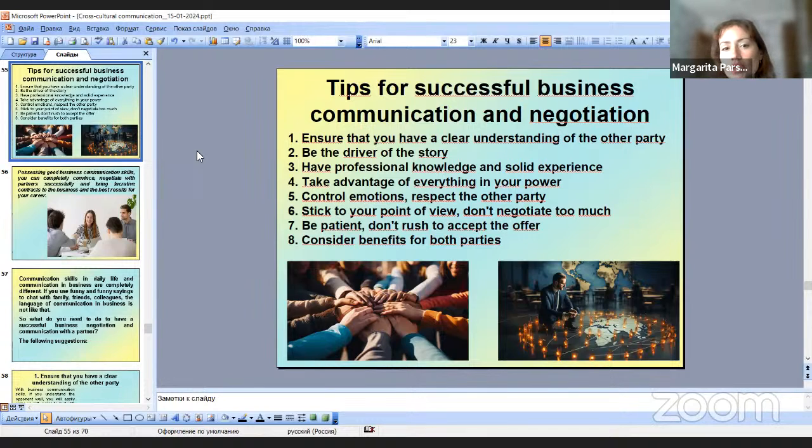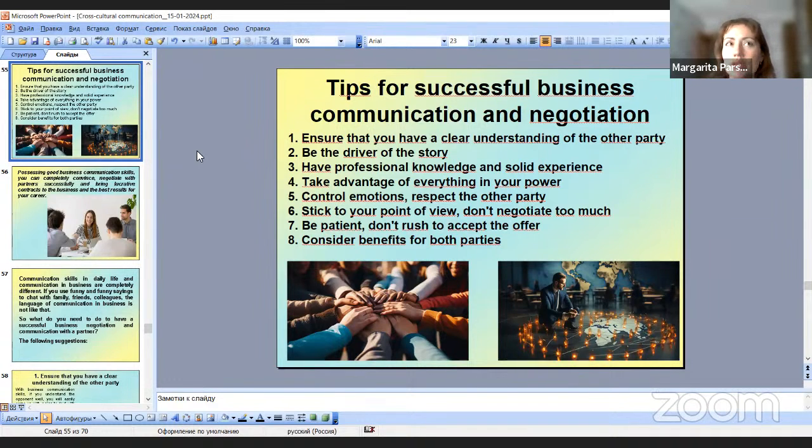Ensure that you have a clear understanding of the other party. Then be the driver of the story. If there are two people sharing this process, you show that you are the driver of the story, the initiator of some problem, the resolver of some problem.